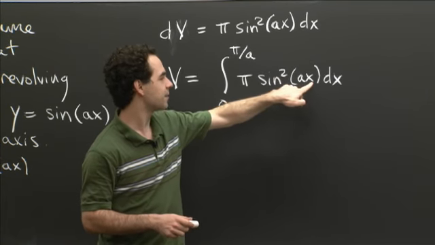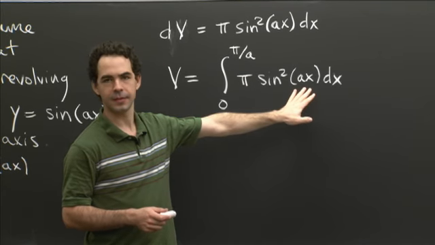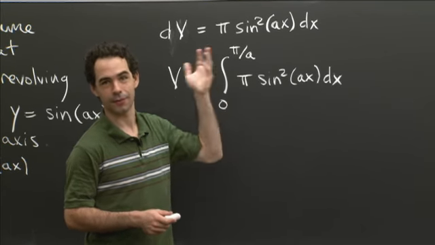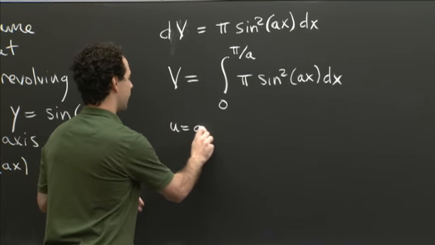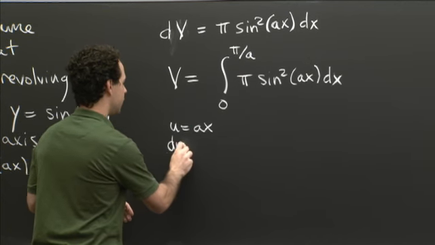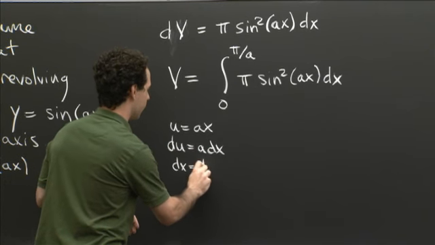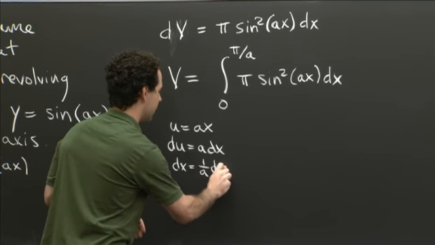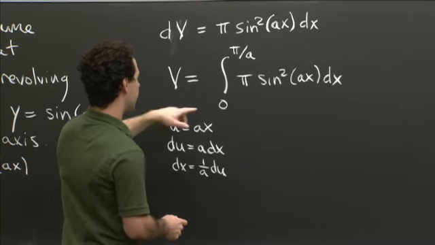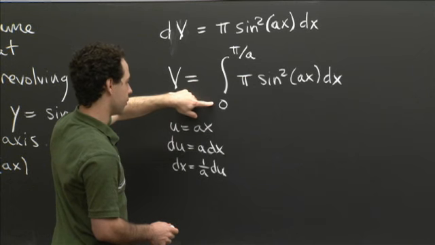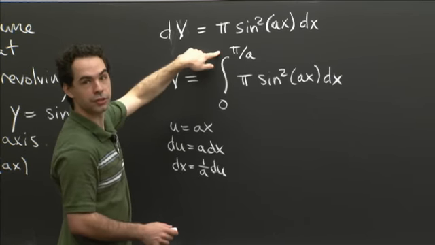So we have this ax here. It's up to you, but I think my life will be simpler if I just make a little u substitution, get rid of the ax, and then I don't have to think about it very much anymore. So I take u equal ax, so du equals a dx, or dx equals 1 over a du. When x is 0, u is also 0. When x is pi over a, u is just pi.